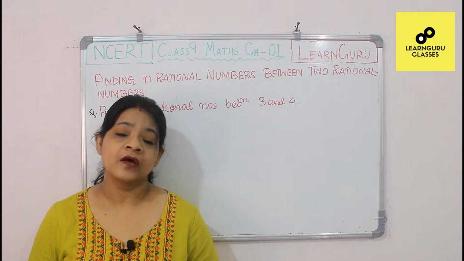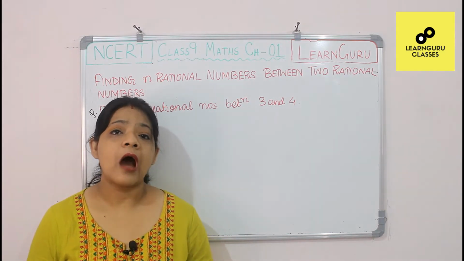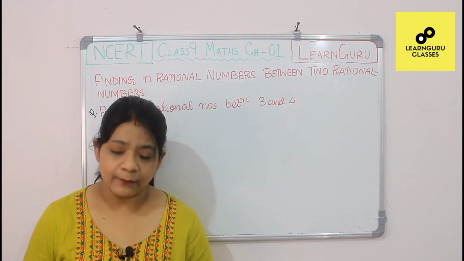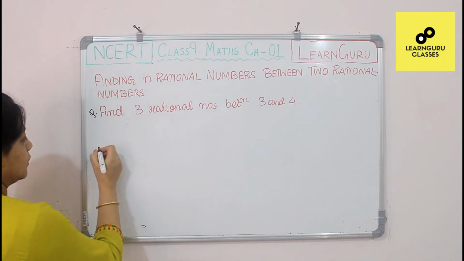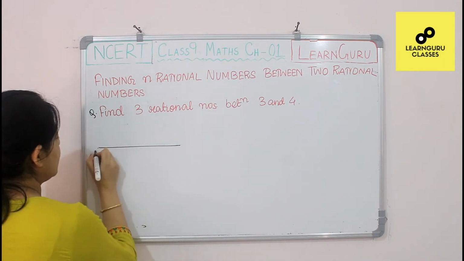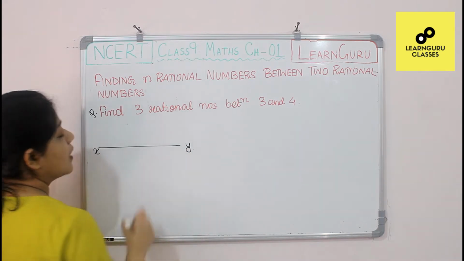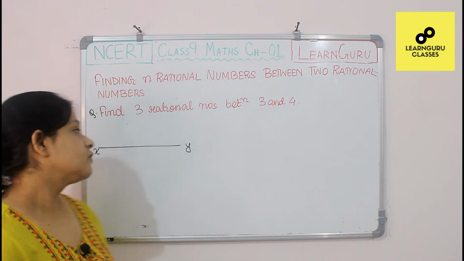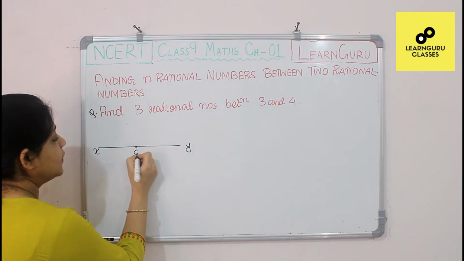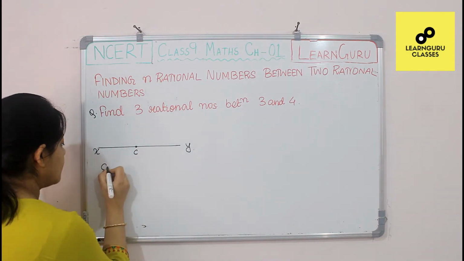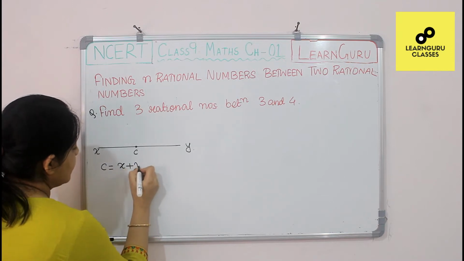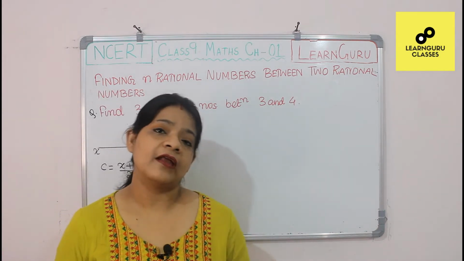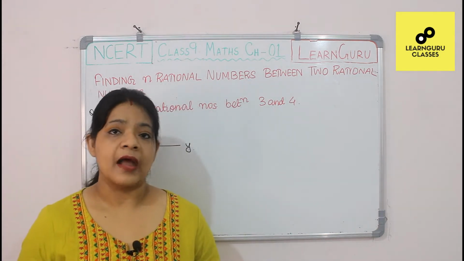So last class we discussed how to find one rational number between two rational numbers. Like, two rational numbers are there, say x and y, and you are to find one rational number between these two numbers. So what we have done is we have taken the midpoint, and the mean value between x and y gave us the value of one rational number.